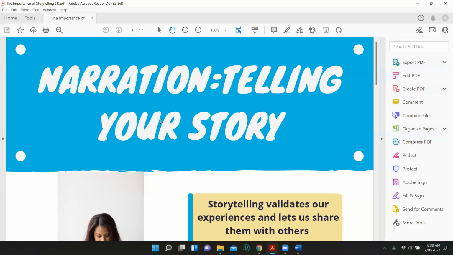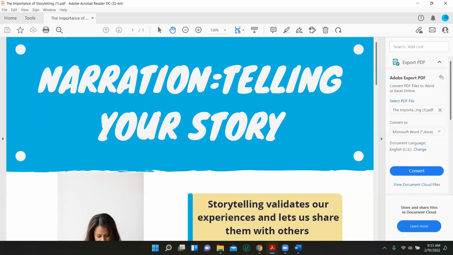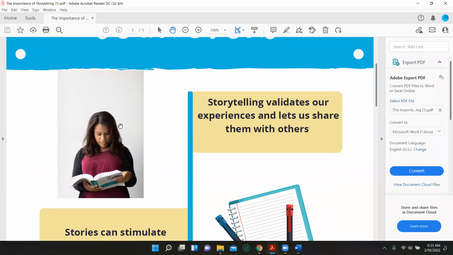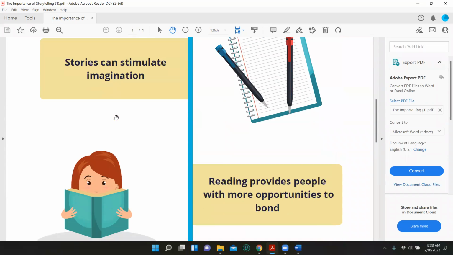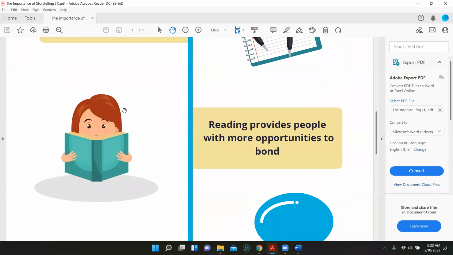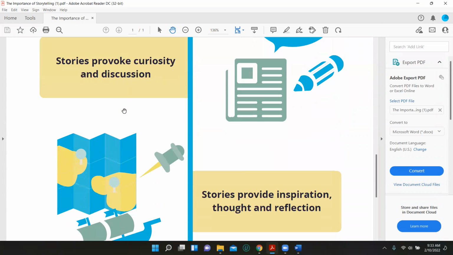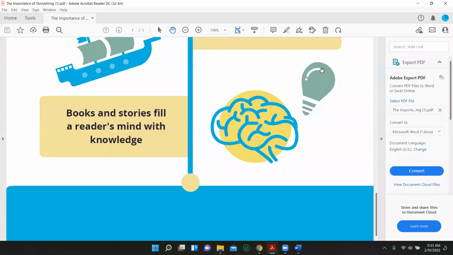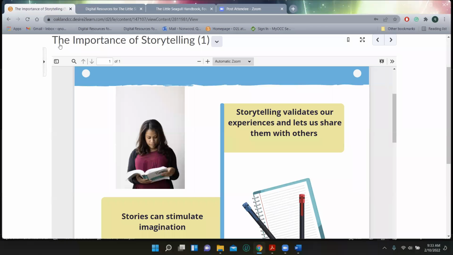Canva's good if you have to do a presentation but you don't want to do slides, even though you do have the option to create slides on there, but you can create these infographics. This one is about the importance of storytelling. You can go through that on your own.